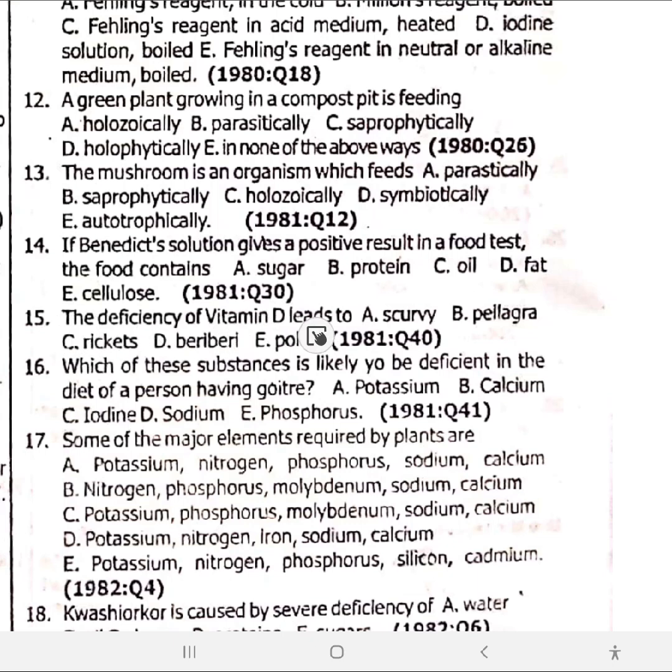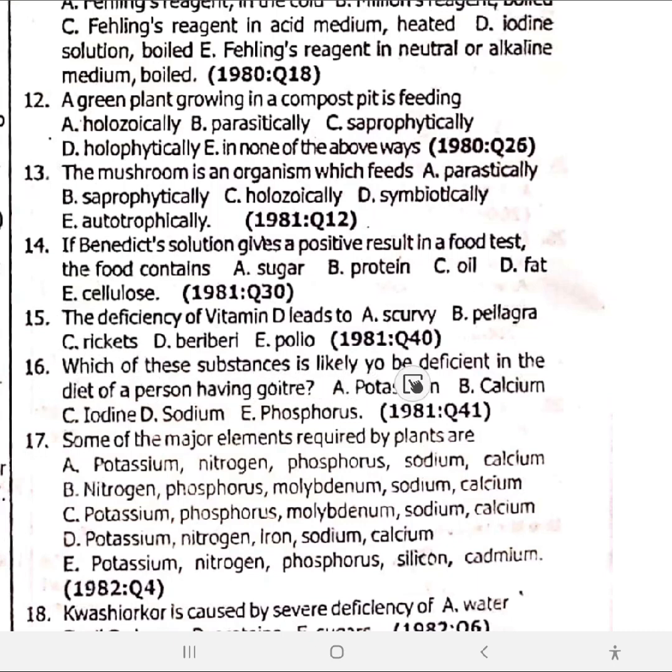So let's go back to question 15. The deficiency of vitamin D leads to... Do not forget, deficiency of vitamin D leads to rickets, right? Deficiency of vitamin D leads to rickets, which is option C.